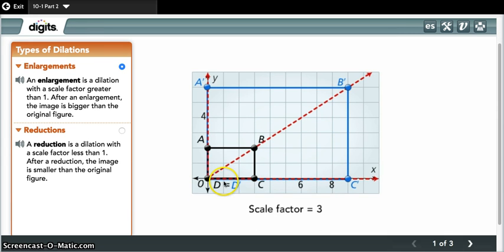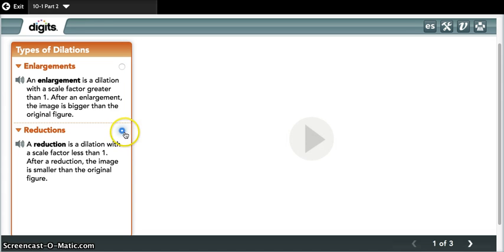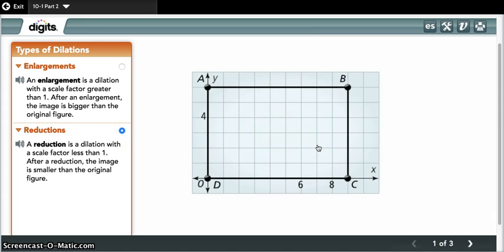All right, so again, they did it based off of side lengths. You could have done it based off of coordinates too. That would have worked. This looks like coordinate 0, 2. So if you multiply 0 by 3, you still get 0, and 2 by 3, you get 6. So you can find that new coordinate. Let's go ahead and watch this one about how to make a smaller one.